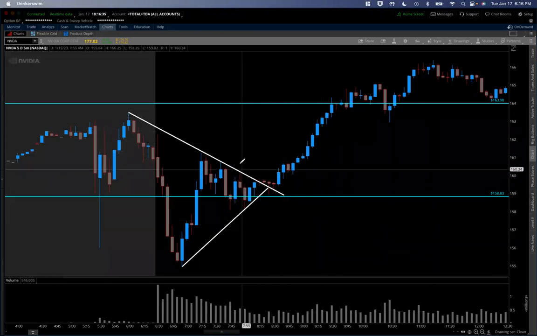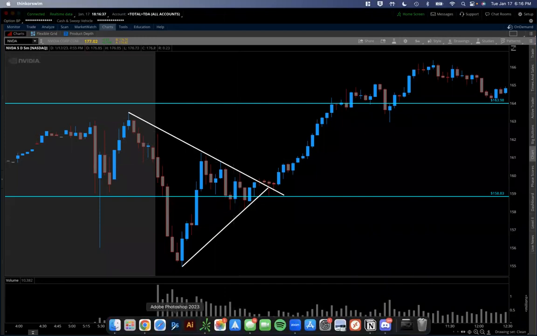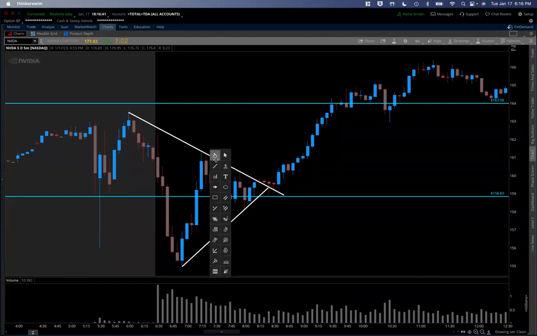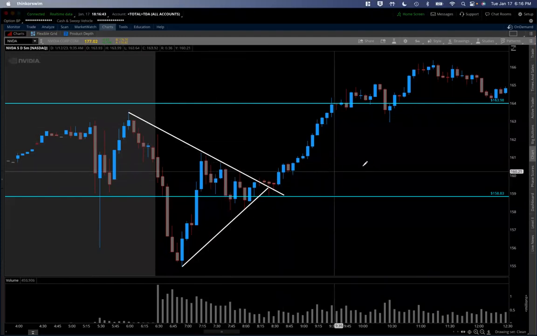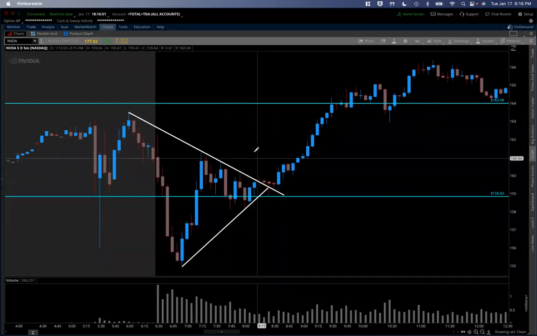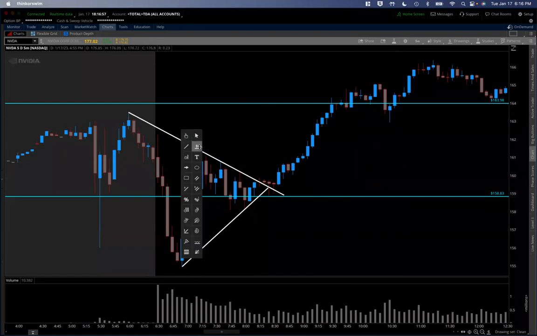But yeah, back to the original question, I draw the lines on the wicks and I enter on the full bodies, because the full body is kind of like telling me which way we're going to go. And that's the reason I do it that way. That makes sense. Salem asks, how high should we expect it to go when it breaks out?